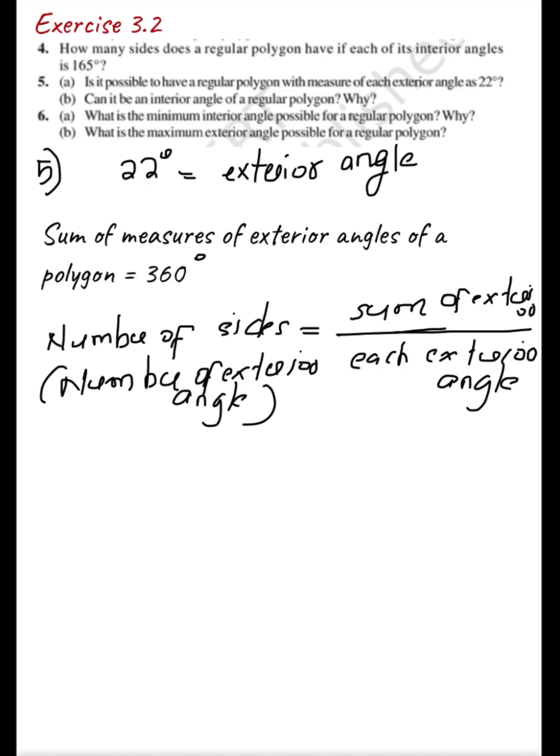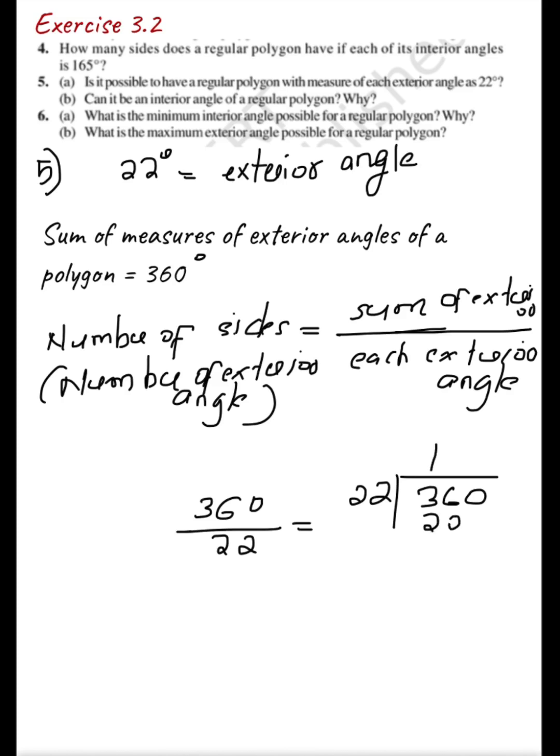So here you know that sum of measures of exterior angle of a polygon is 360 degree. And you are dividing 360 by the measure of each exterior angle, it's given as 22. If you divide this 360 by 22, let's do it. Then you will get what? Then you will get the number of exterior angles or number of sides. So let's do it. 22 into 6, 12, carry 1, 132.